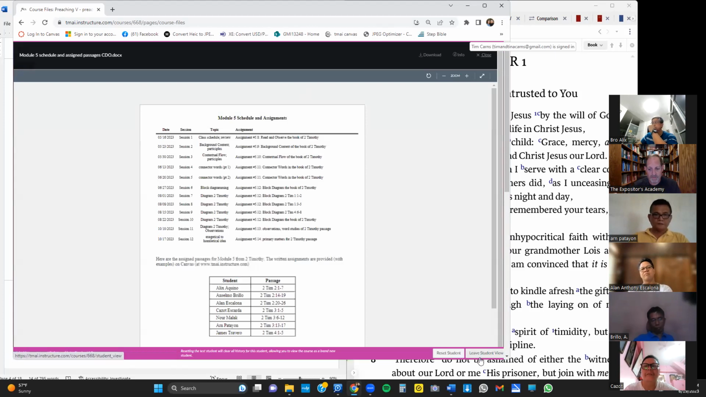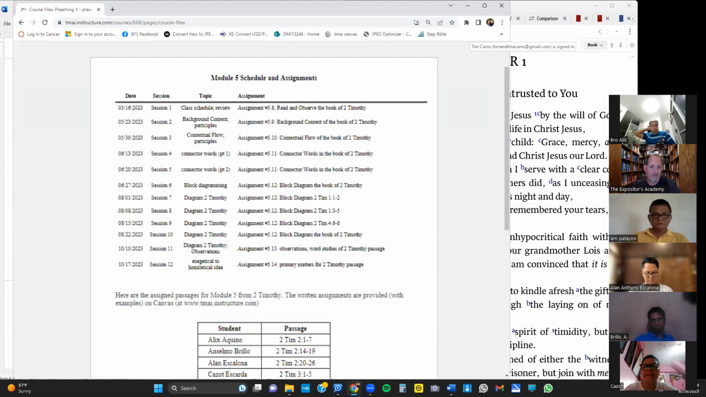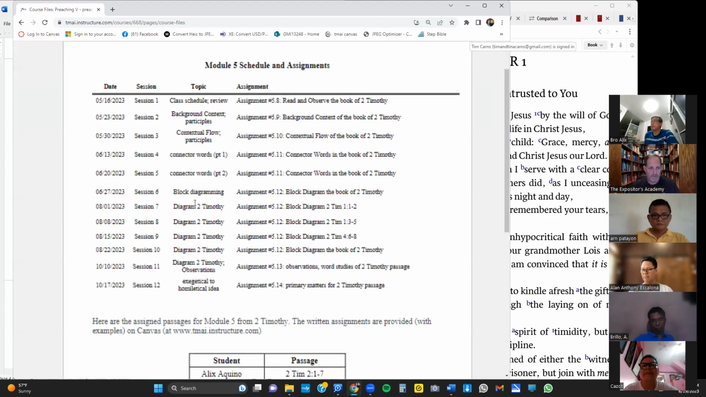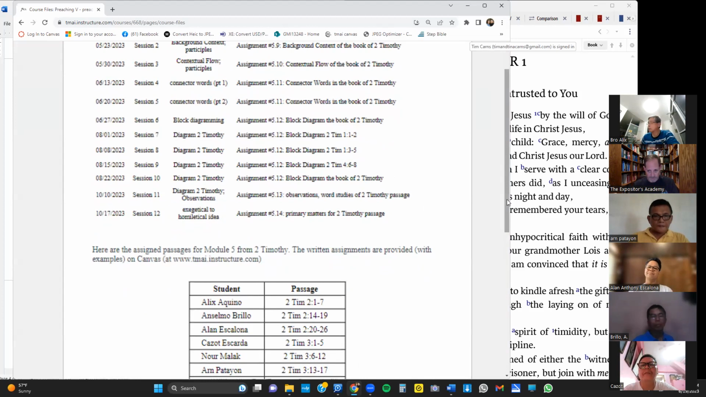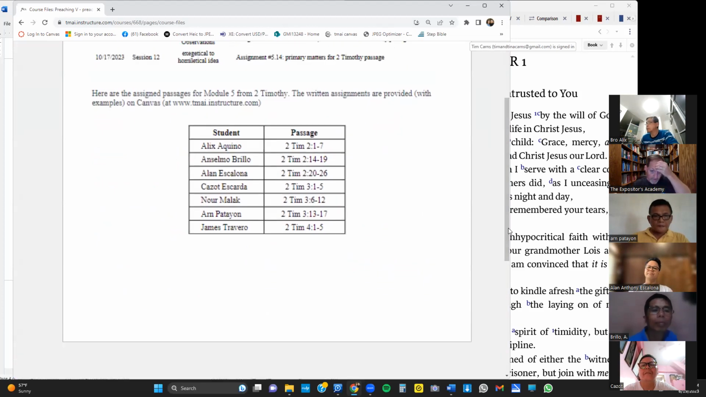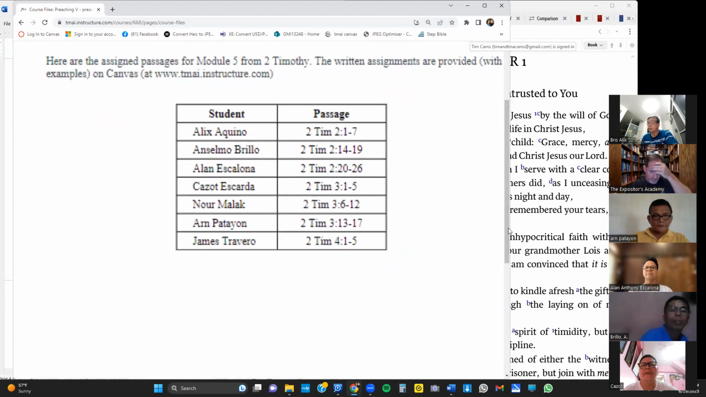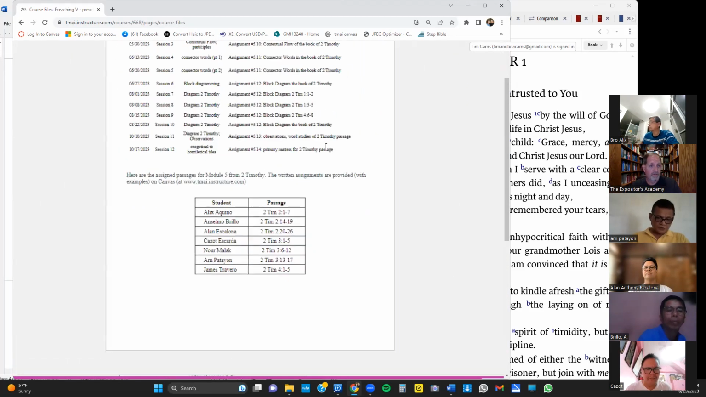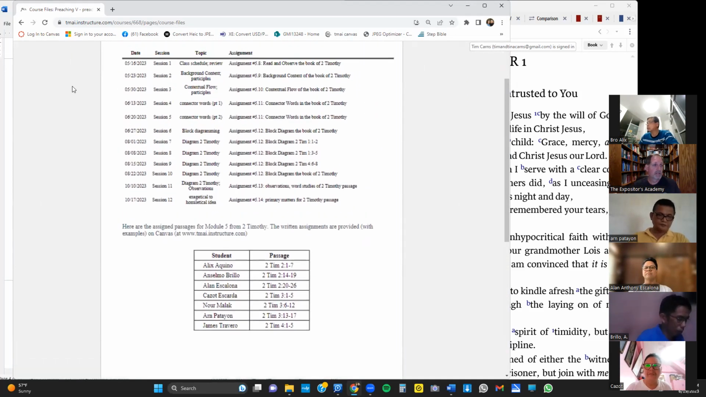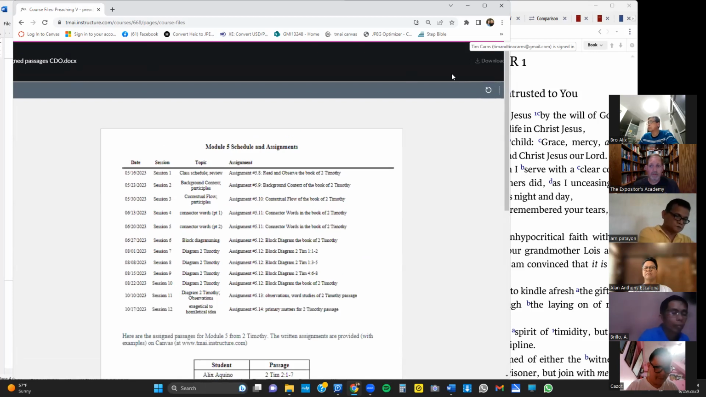The Module 5 schedule is here with the assigned passages. All right, so it's got the schedule, the plan, and then here are the assigned passages in case you guys forget. We've already seen this. This is in your syllabus. I'm just showing you here. You can find it on Canvas here. Okay, so that's that particular document.